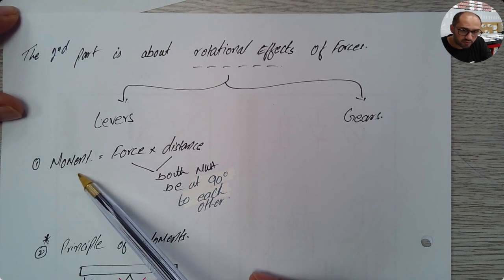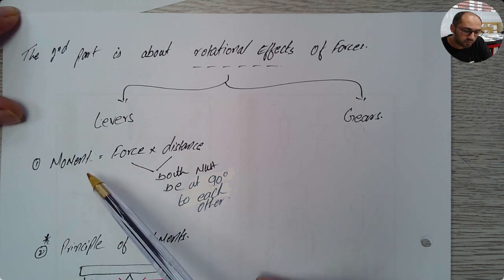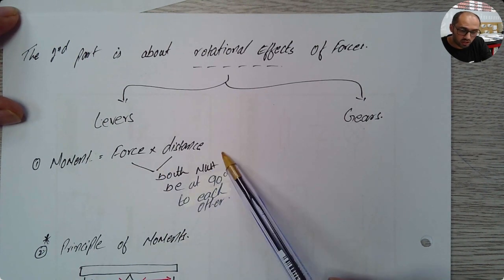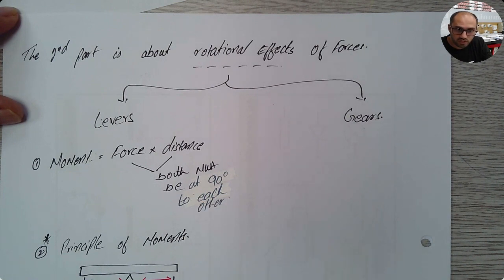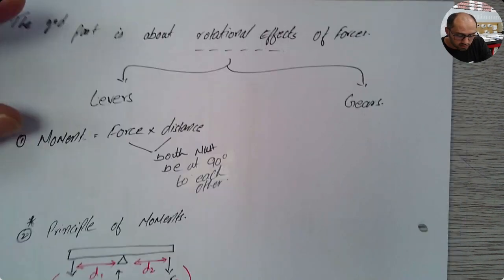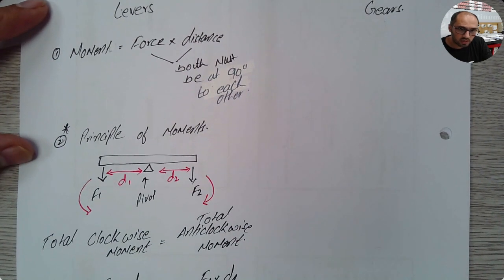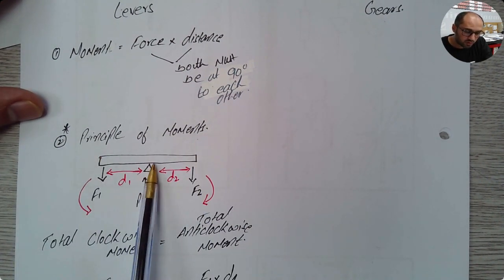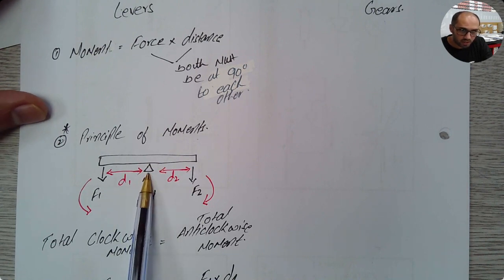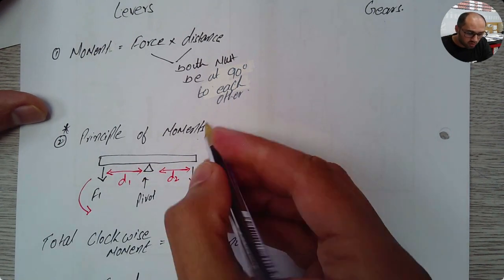So moment about a fixed point is given by the equation moment equals force times distance. You must know that force and distance must be at 90 degrees to each other. Second concept that you will need to know about is the principle of moments. I've given you a diagram here with a wooden bar resting on a pivot. Now this wooden bar is horizontal.